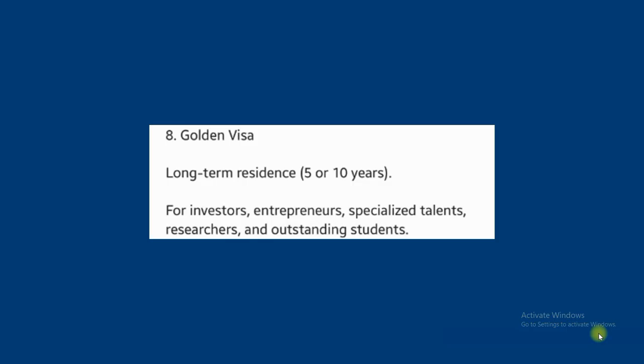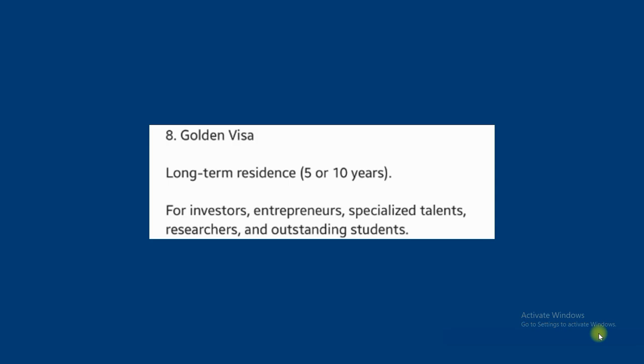Next one is golden visa. Nowadays most of the celebrities are getting this visa, and we have seen this wording in the news as well as TV promotions. So what is this golden visa? If you have a golden visa, you can stay long term, like 5 or 10 years, based on your preference.